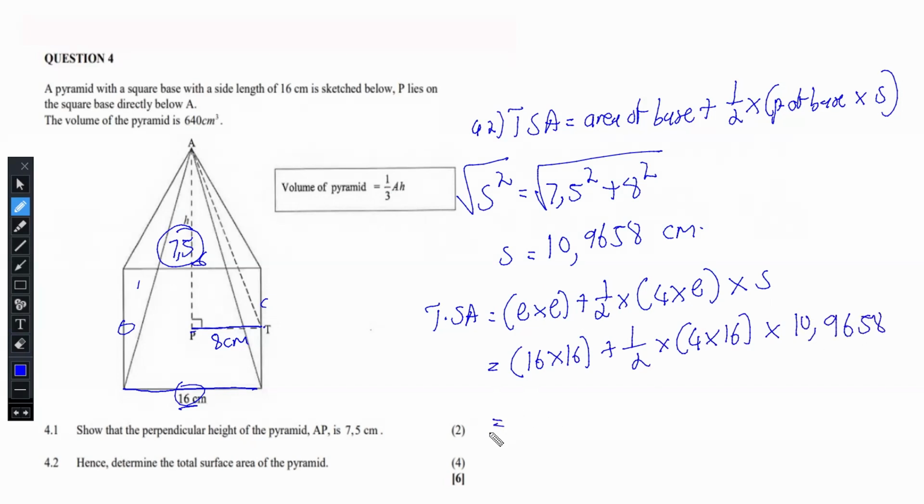10.9658. At this point, you simply grab your calculator, punch all of this in, and you'll get 606.91 centimeters squared. Round it off to 2 decimal places. And that's all you do. Okay, so done with 4.1 and also 4.2. Let's proceed to the next question.